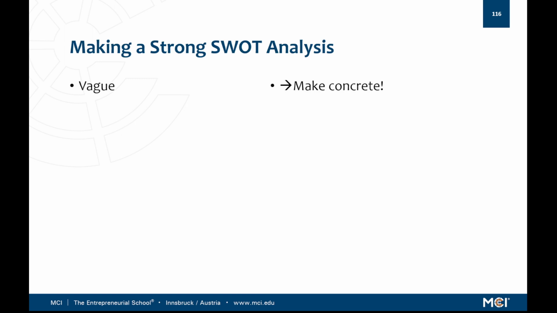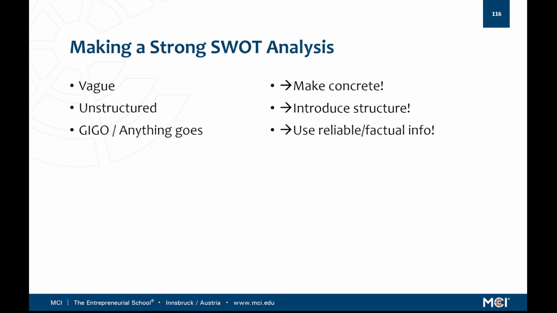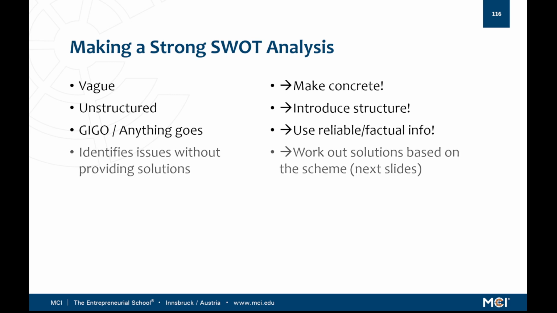If it is vague, you can make it concrete, and in the next slides I'm going to show you how you do it. If it is unstructured, you can introduce structure. If it is a garbage in, garbage out analysis, you can actually use reliable and factual information. For the issue of identifying issues without providing solutions, work out solutions based on the scheme that you will see in the next slides. Not prioritizing issues? Just do prioritizing.